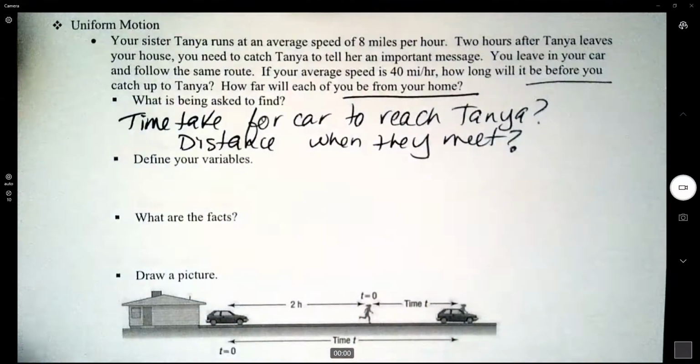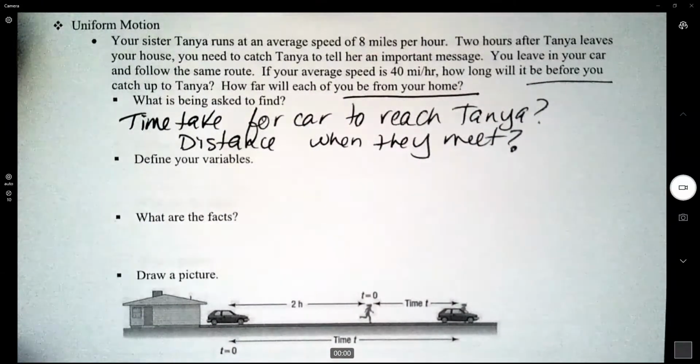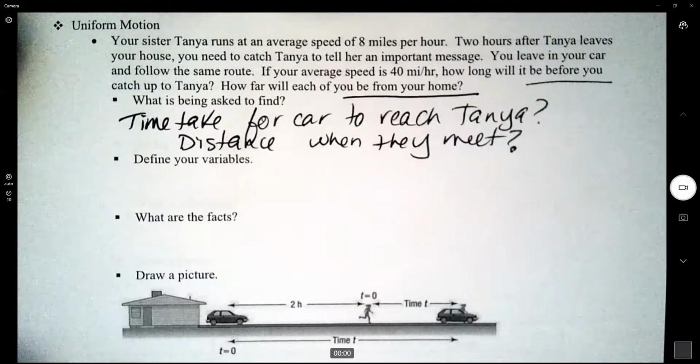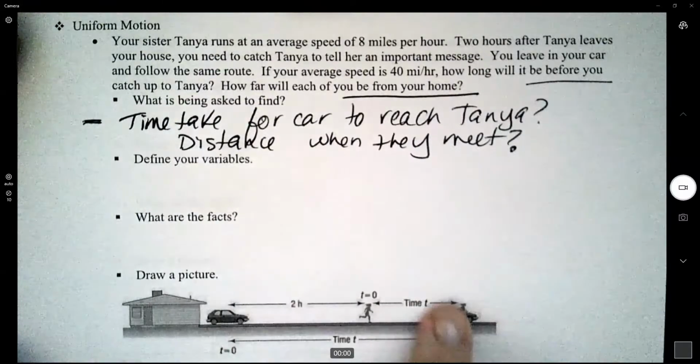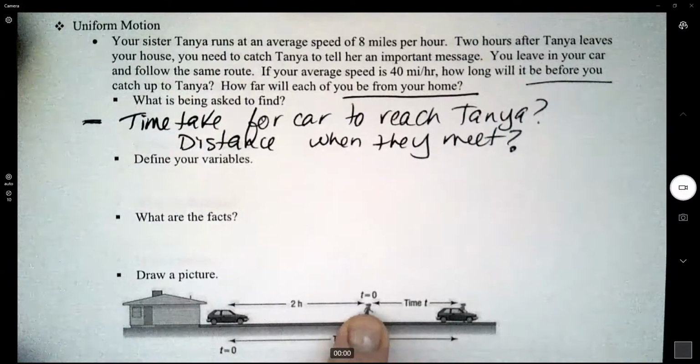Okay, so we're looking for both parts. We've got to answer both questions at the very end of this problem. So let's first start by representing a variable of what we're trying to find. The very first thing we're trying to find is the time that it takes for the car, see the car here, to reach Tanya.